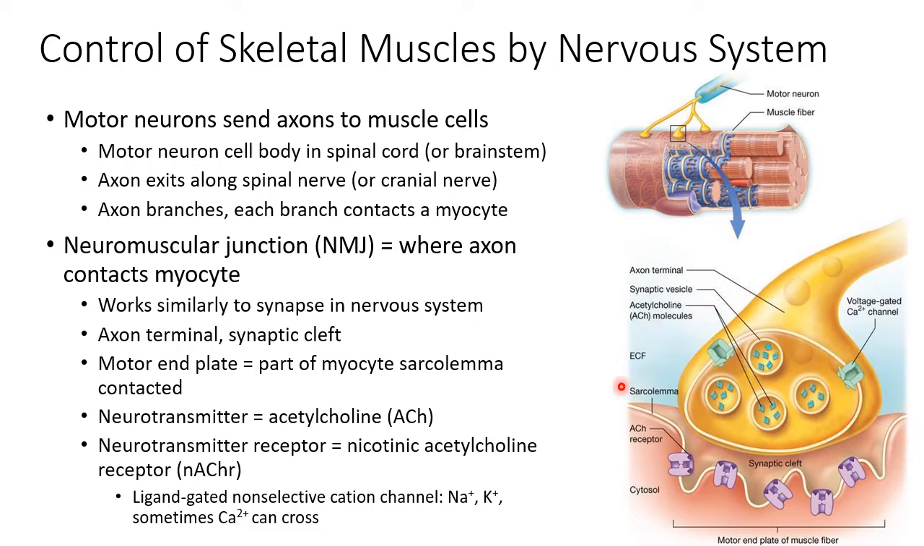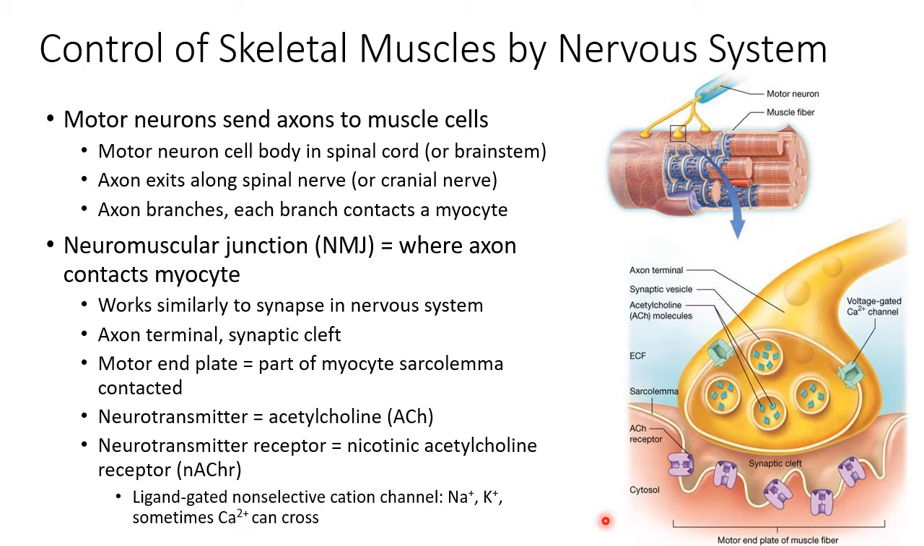At each of those neuromuscular junctions, it's similar to a regular synapse in the nervous system, but it is a little bit different. So you still have the axon terminal, which is the ending of the motor neuron axon, and you have the synaptic cleft, which is the little space between the motor neuron and the muscle cell. But the membrane of the muscle cell at the neuromuscular junction is specialized. As you can see, it has these kind of folds in it. That's called the motor end plate. So this part of the membrane that has the folds where it's contacted by a motor neuron axon, that is the motor end plate.